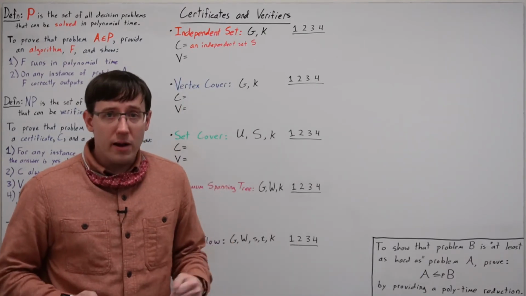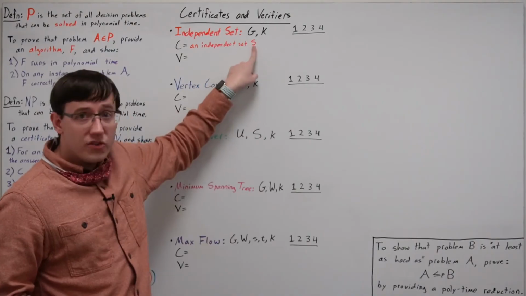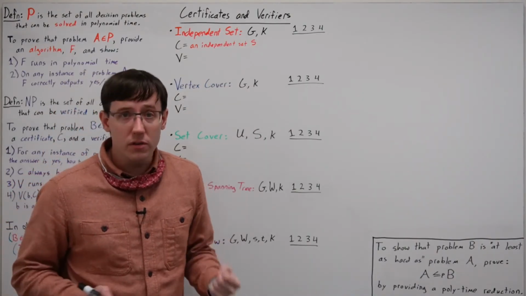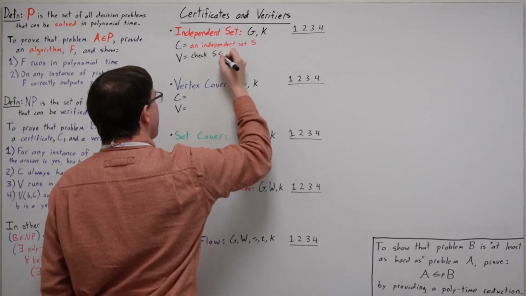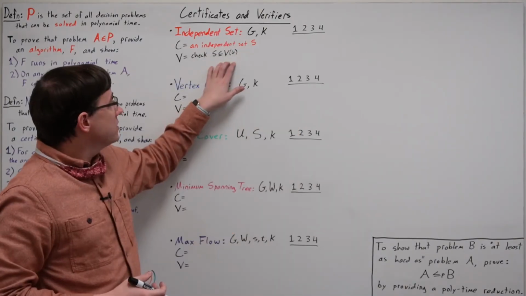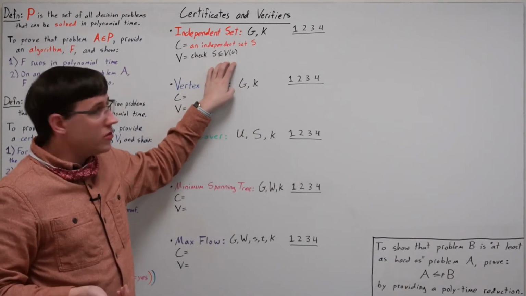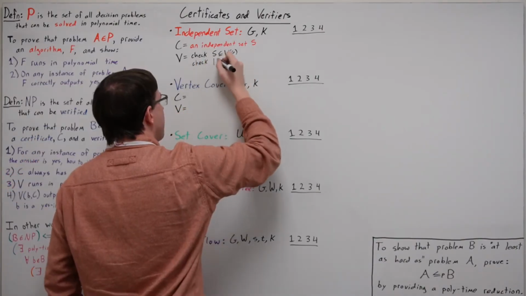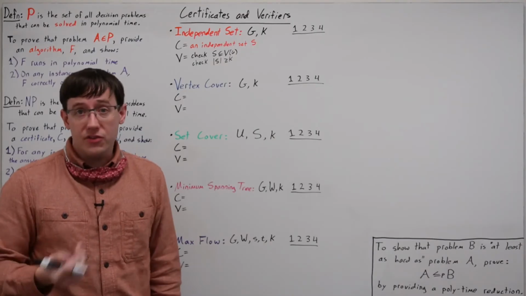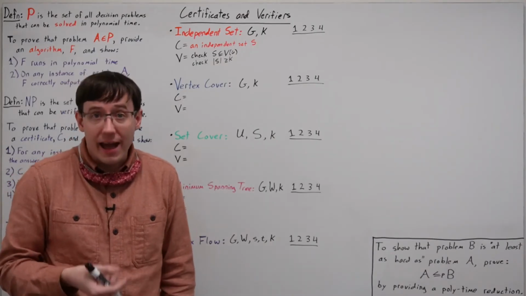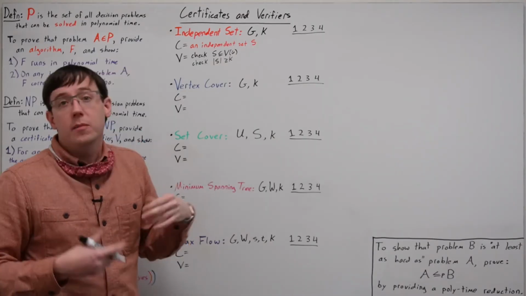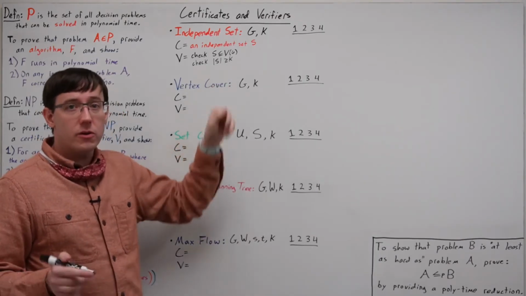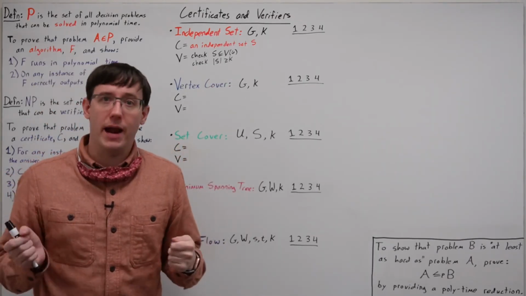So our verifier would need to check that the set we are given is in fact a subset of the vertices, and that the size of the independent set is at least k, and that the set we were given is in fact an independent set, meaning that for every pair of vertices we were given, there's no edge between them in the graph.